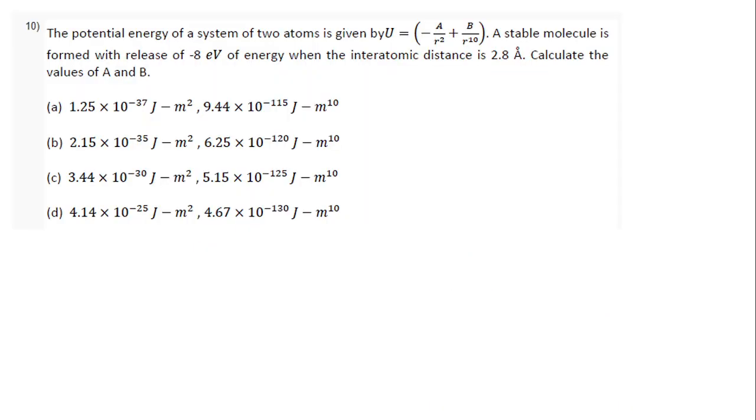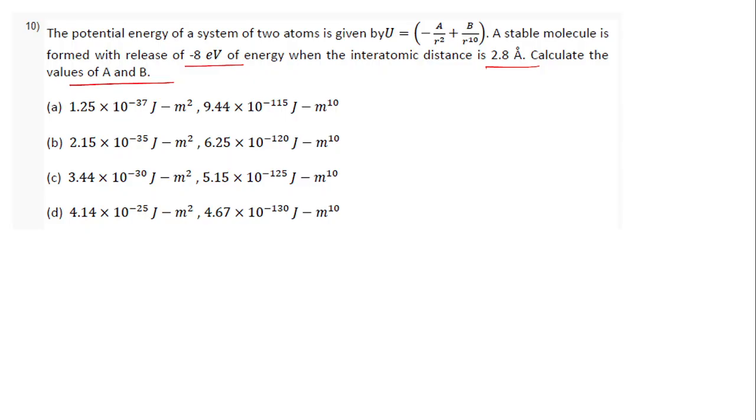One last question. The potential energy of a system of 2 atoms is given by this expression. A stable molecule is formed with release of -8 electron volt of energy when the interatomic distance is 2.8 angstrom. Calculate the values of A and B. In earlier cases, we were given this energy expression and had to find the interatomic distance. Now we are given the interatomic distance and we have to find the value of these constants. The way of doing this is the same.